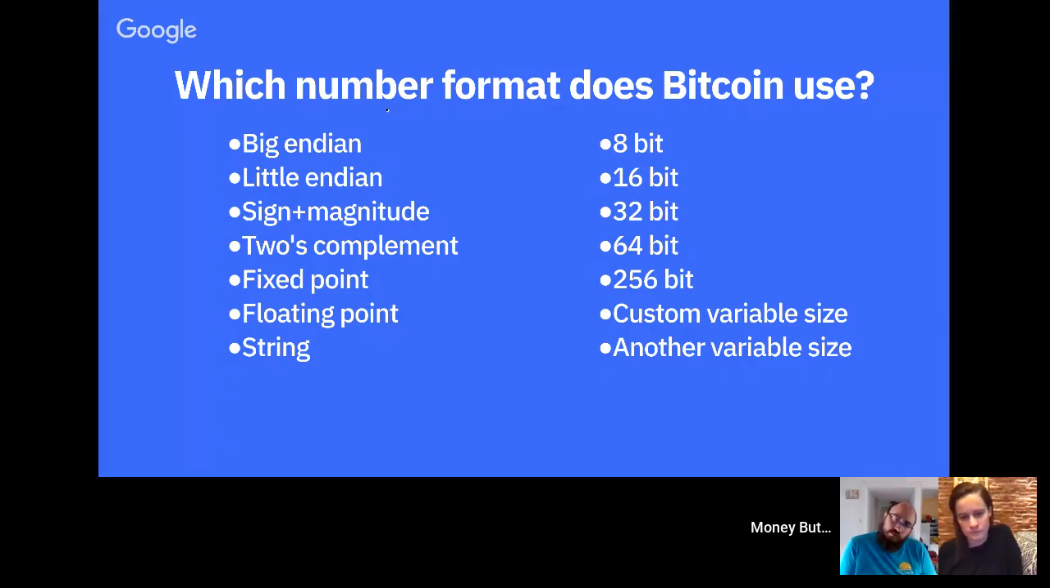You can have numbers formatted as a string, and of course you can have different sizes like 8-bit, 16-bit, 32-bit, 64-bit, 256-bit. You can even have variable sizes. There are many different ways to write a variable size. And so the question is, which of these number formats does Bitcoin use? And it's a joke because actually Bitcoin uses every single one of them.